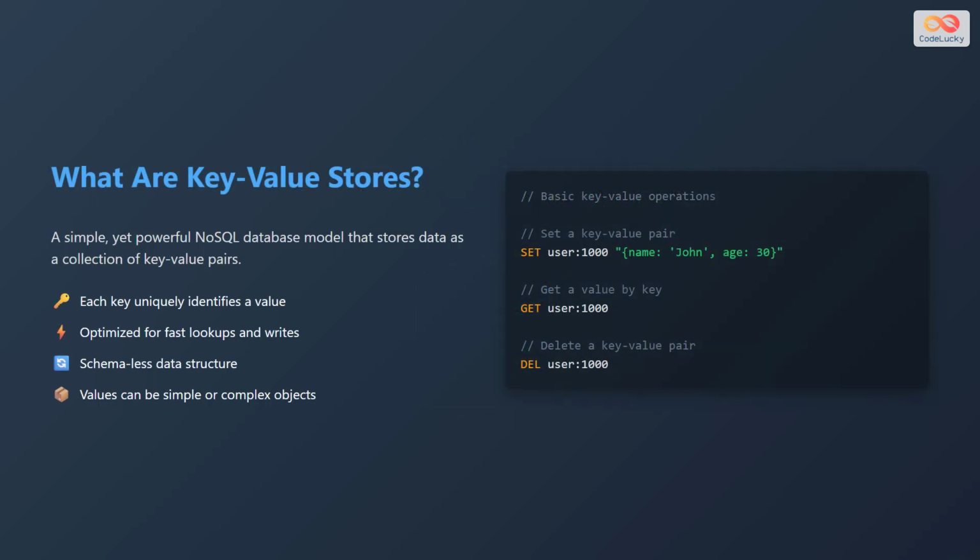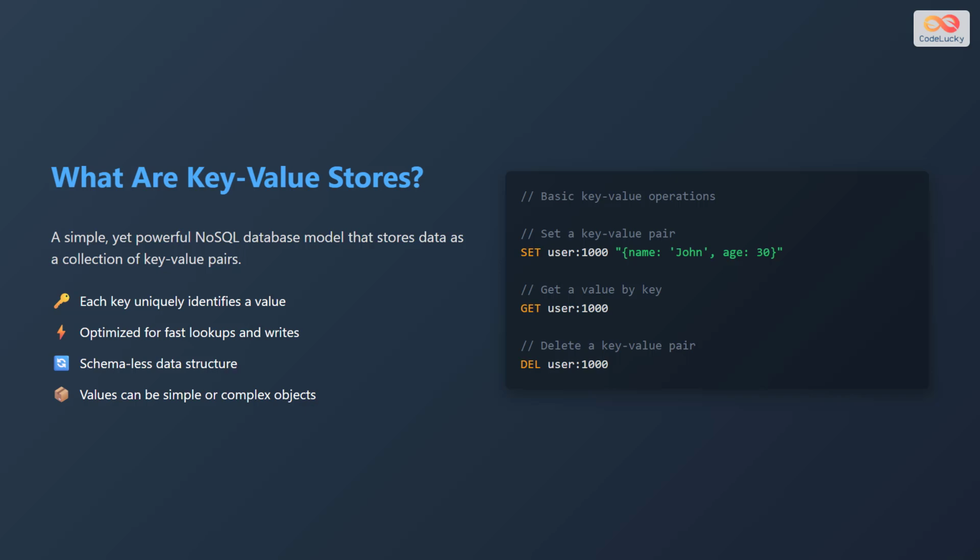So, what exactly are key value stores? They are a simple yet powerful NoSQL database model that stores data as a collection of key value pairs. Each key uniquely identifies a value. These stores are optimized for fast lookups and writes. They use a schema-less data structure, providing great flexibility. And the values can be simple, such as strings or numbers, or complex objects like JSON documents.